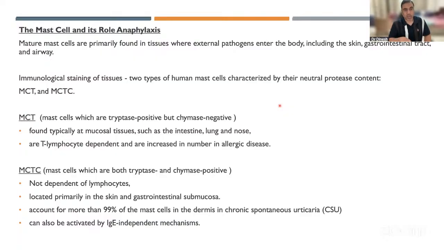Now, the most important in usual allergy is MCT, found typically at mucosal tissues such as intestine, lung, and nose, and they are T lymphocyte dependent and increasing in number in allergic disease. The MCTC does not depend on lymphocytes. It is located primarily in the skin and GI submucosa and accounts for 99% of the mast cells in the dermis in CSU, chronic spontaneous urticaria. Now, these are usually activated by IgE independent mechanisms.